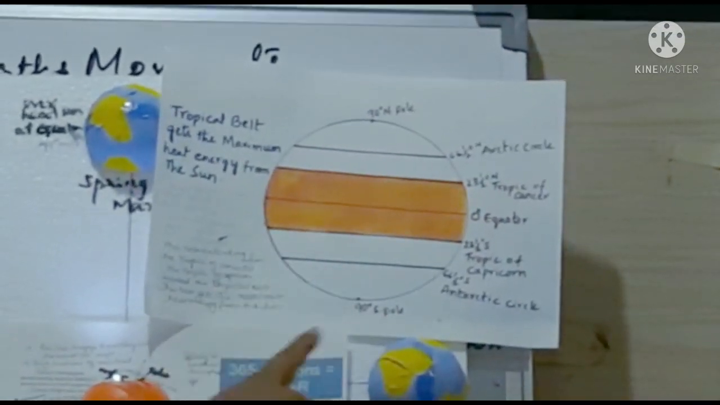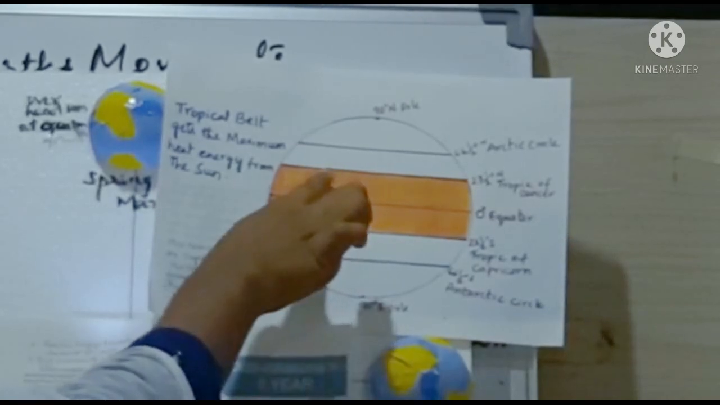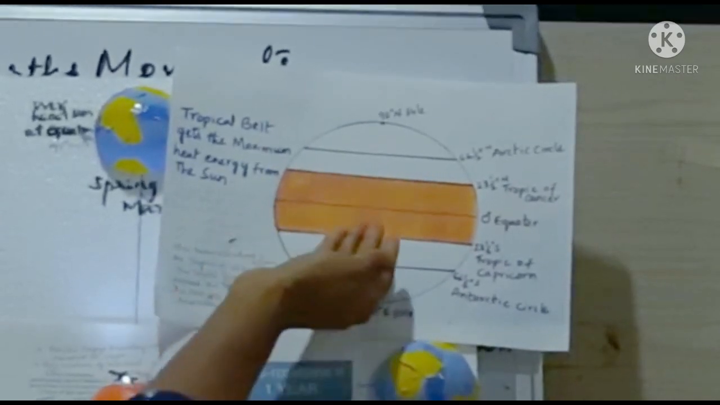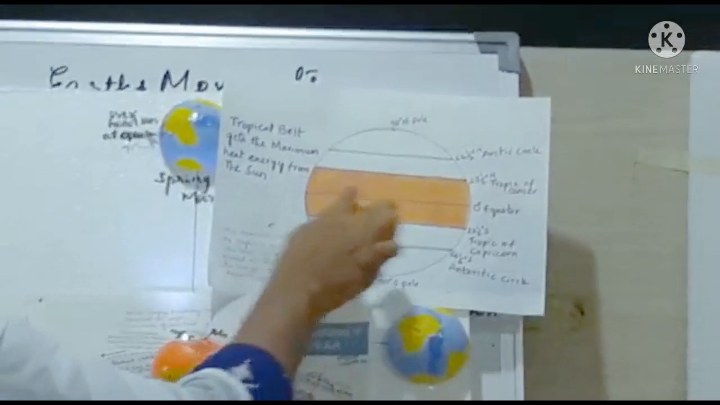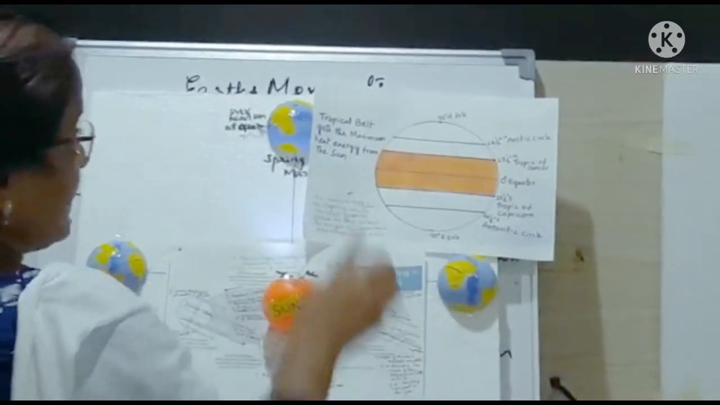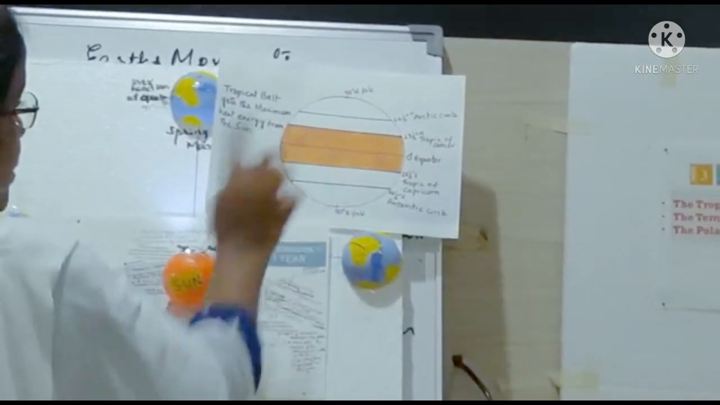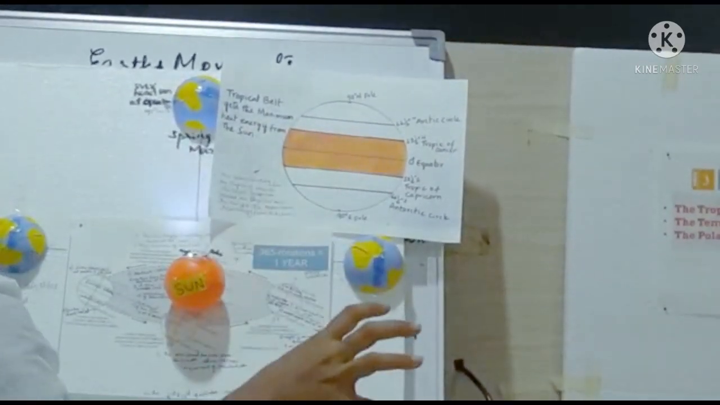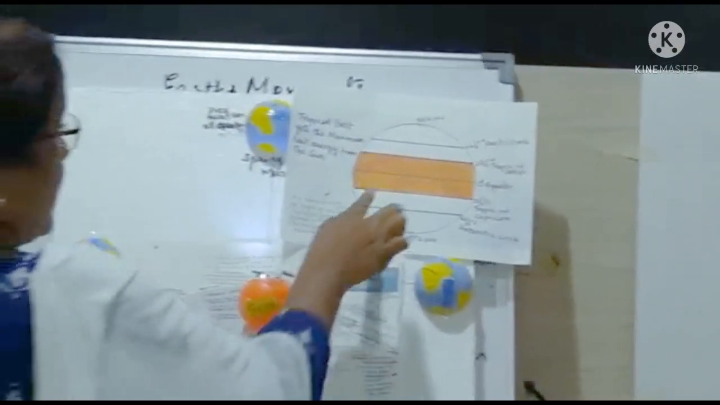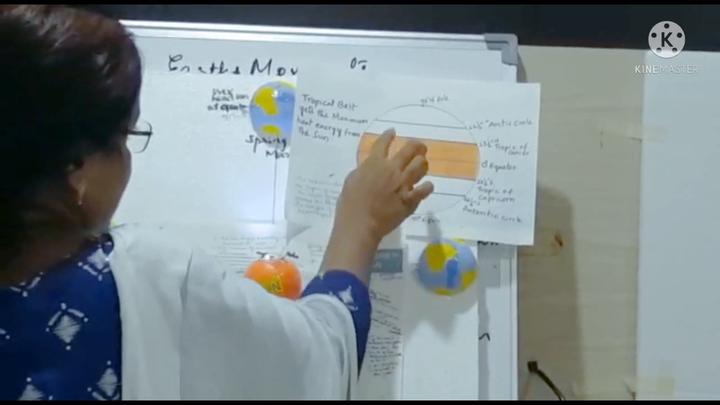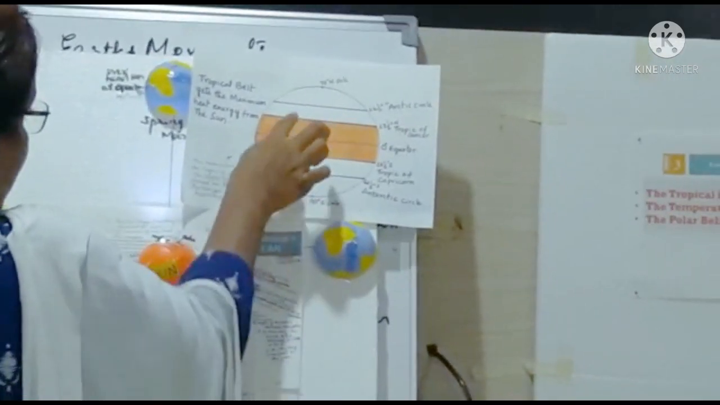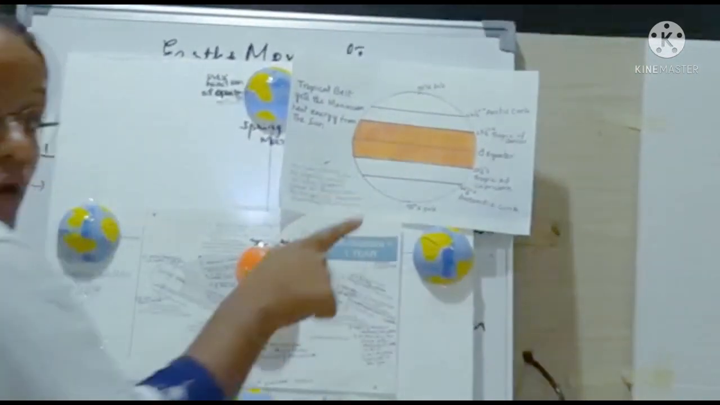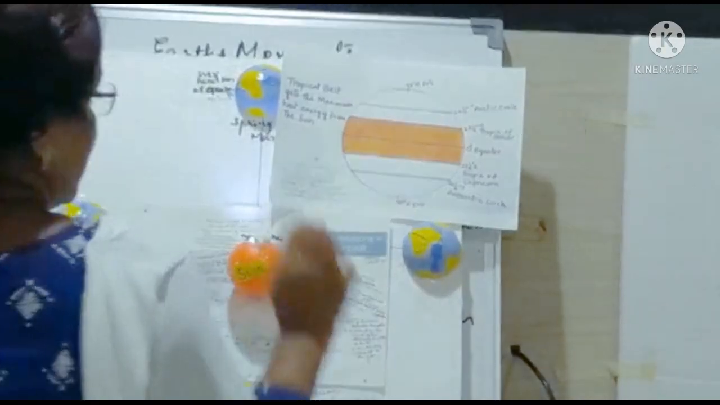Can you see this picture? Just beside the equator, in the northern and southern hemispheres, the areas which are close to the equator are called the tropical belt. This belt gets the maximum heat energy from the sun. Thus you can see there is a belt within which the direct sun rays fall at some time of the year or the other. The belt extending from the Tropic of Cancer to the Tropic of Capricorn is called the tropical belt.